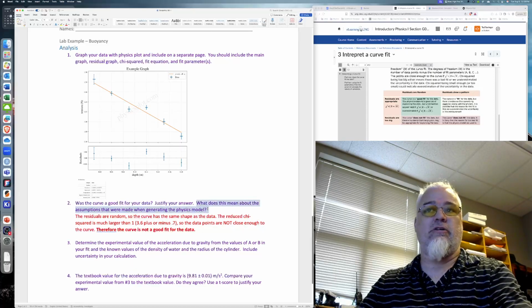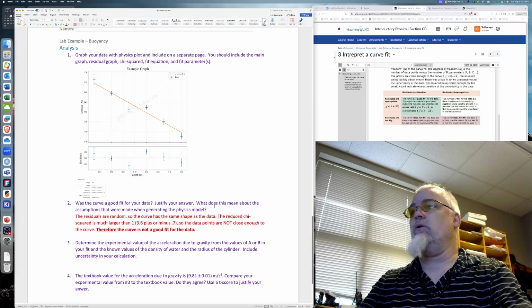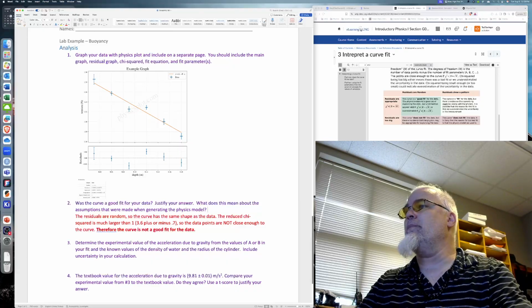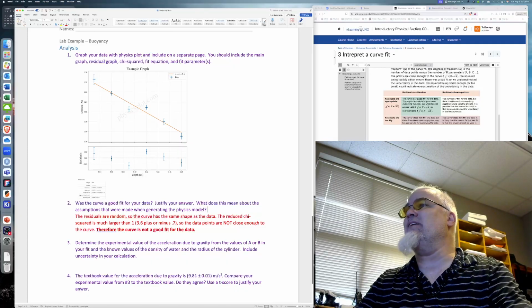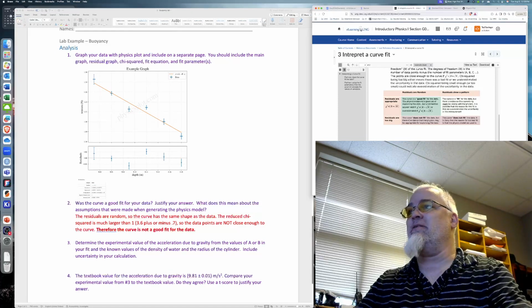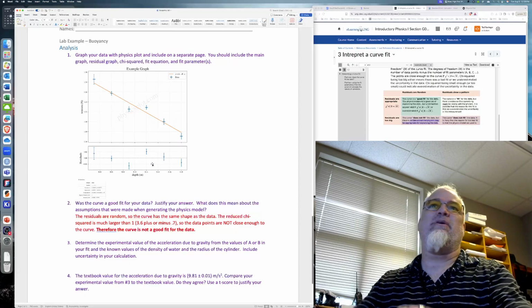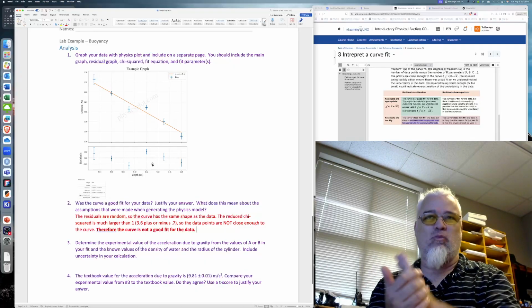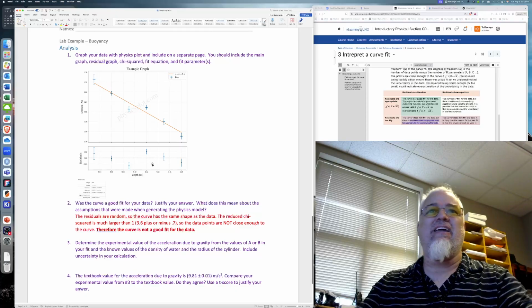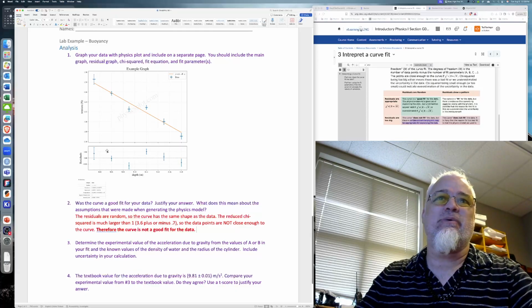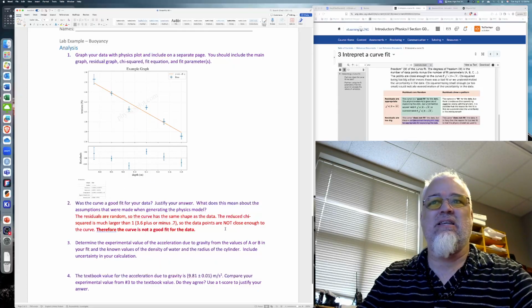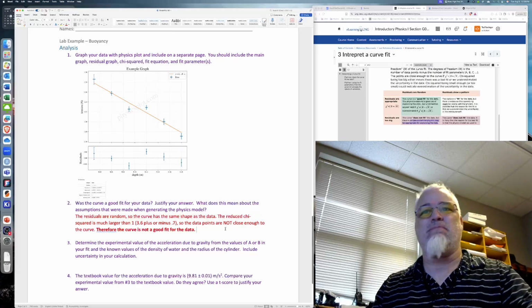Here's what a lot of students forget to do. What does this mean about the assumptions that were made when generating the physics model? Well, if we're in this box, the curve does not fit the data, but there is evidence that the physics may be appropriate for explaining the data. Why? Because if the actual physics equation was wrong, then we would see a pattern in the residuals. So the fact that there's no pattern in the residuals tells us that the assumptions in the physics models might be okay.